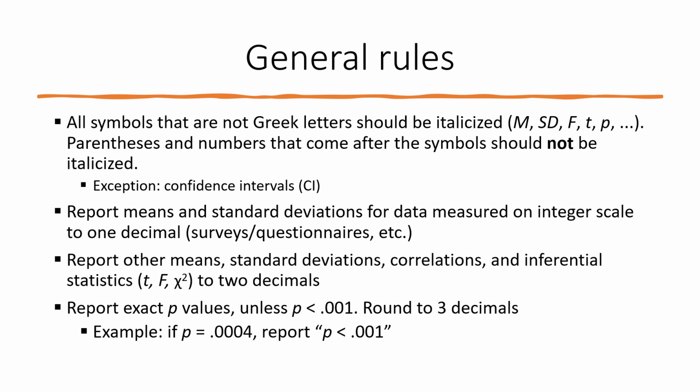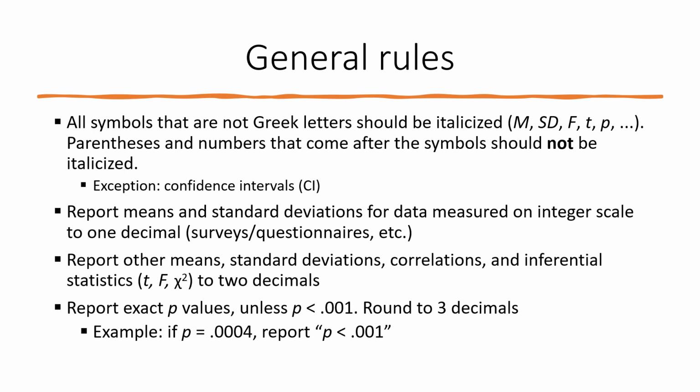You should report means and standard deviations for data measured on an integer scale to 1 decimal. For example, if you have a survey and you total your responses using a number system and it totals to 12.578, you would just round and say 12.6. Make sure to report other means, standard deviations, correlations, and inferential statistics to 2 decimals. And then your p-values should be reported exactly.